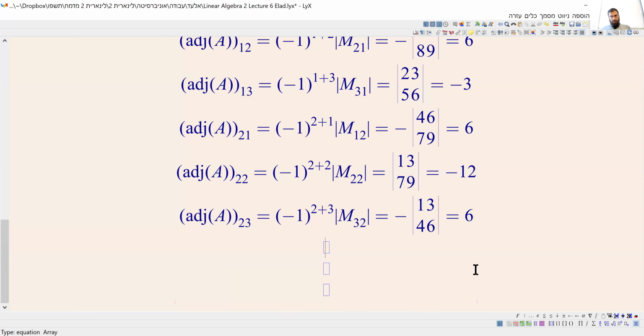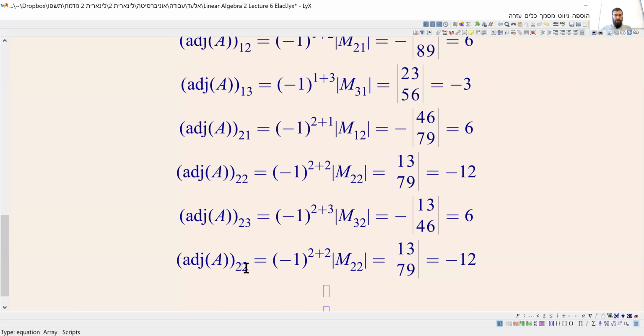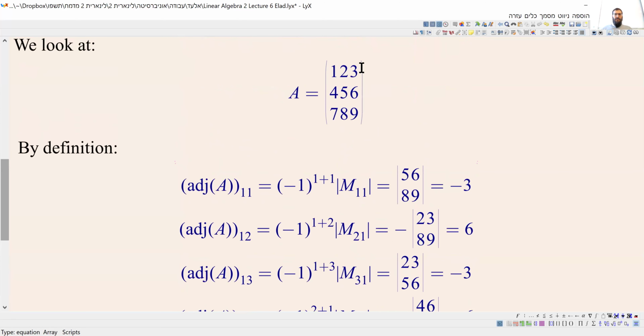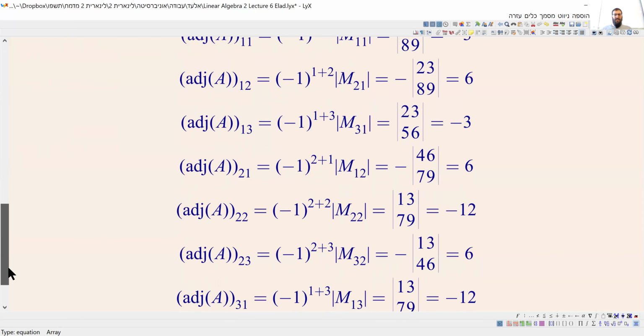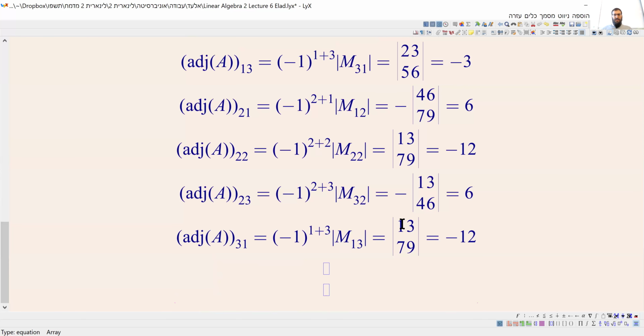Okay, stay strong. We're almost there. The 3, 1 element is the determinant of the 1, 3 minor. The 1, 3 minor, deleting the first row and the third column leaves us with 4, 5, 7, 8, which is 32 minus 35, which is minus 3.